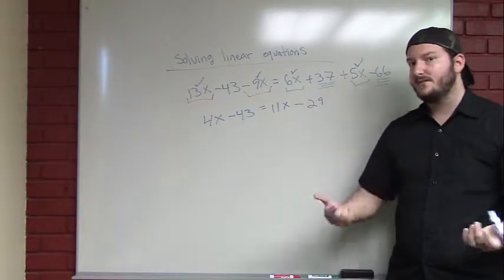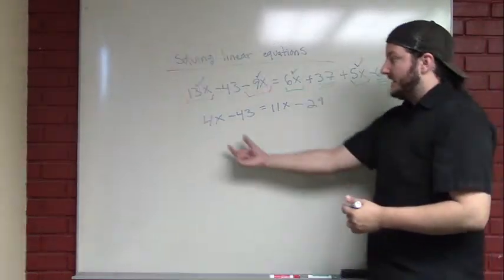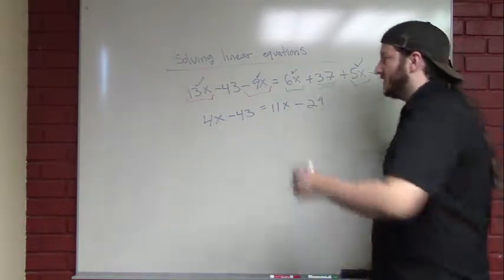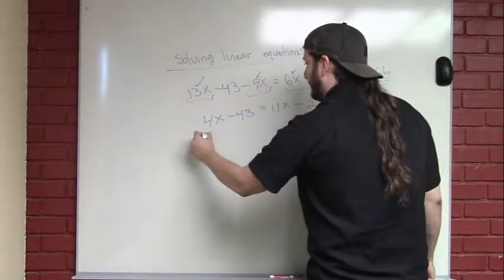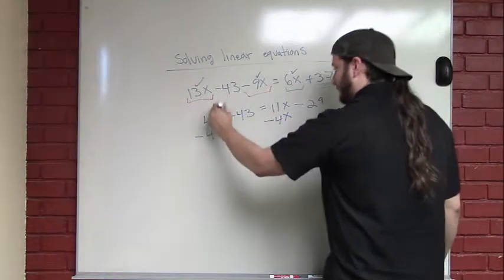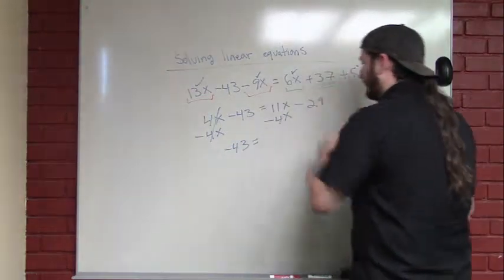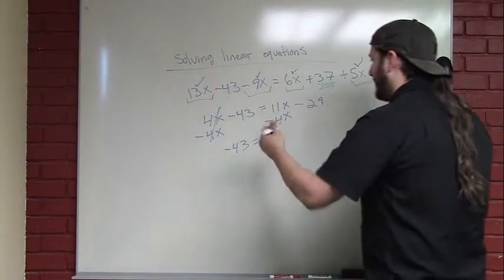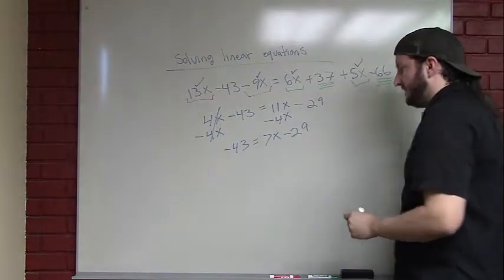So now, this problem, where it first looked all expanded and huge, now it's back down to a problem that looks exactly like the previous problem we just did. You have an x on each side, you have a number on each side. Let's change that, okay? So again, you're going to want to move the smaller one over, so you're going to subtract a 4x. Those guys will cancel out. You'll be left with negative 43 equals 7x minus 29.